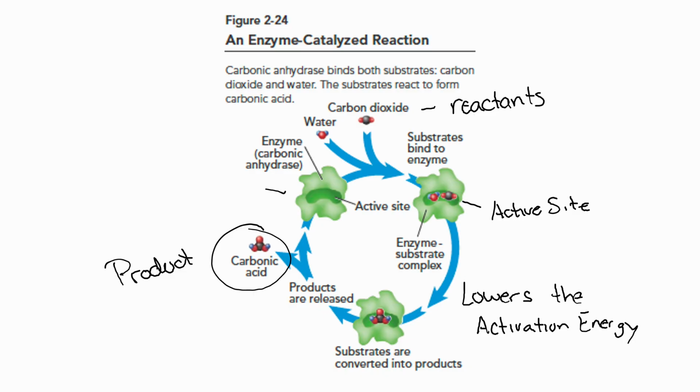Now, what is important is the enzyme can be reused. So it can be reused and sent back into the chemical reaction. Again, they don't get consumed in the chemical reaction. They are used over and over and over again. And if there are enough enzymes, the reaction can continue to occur at a very fast speed.